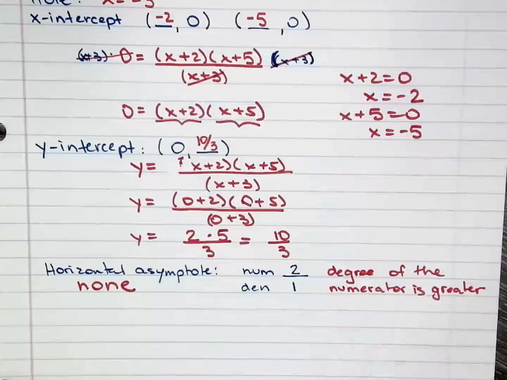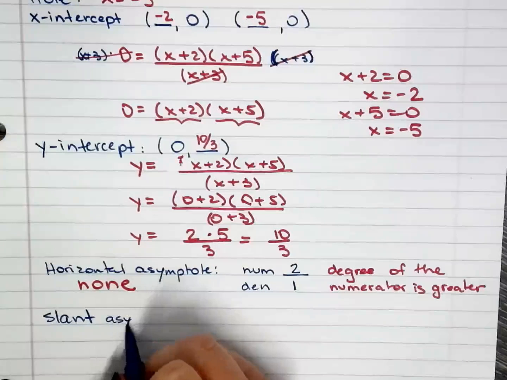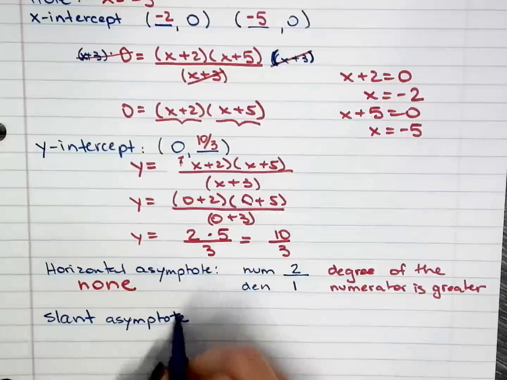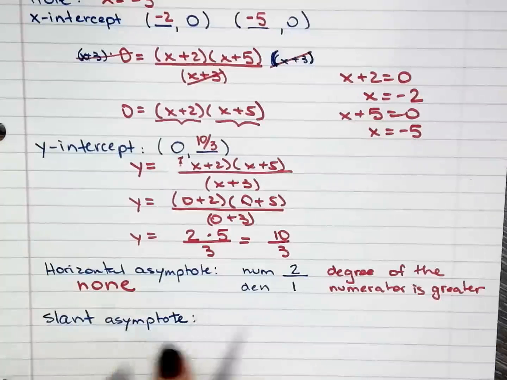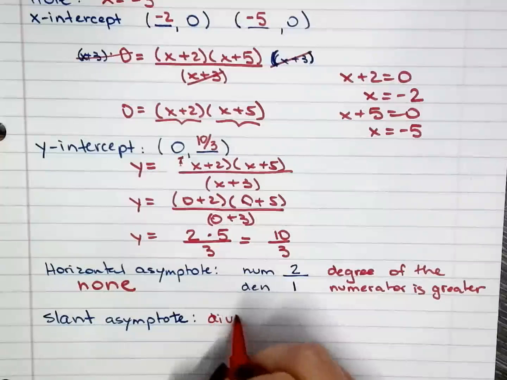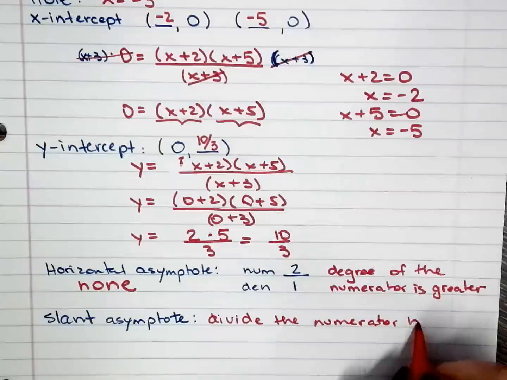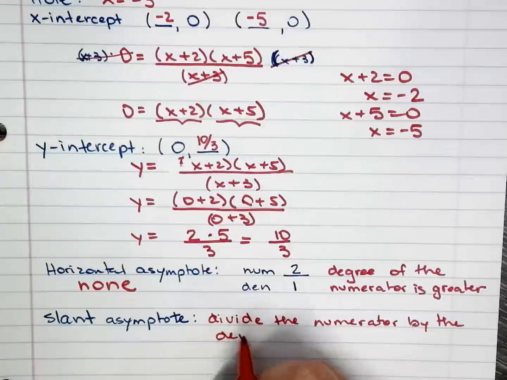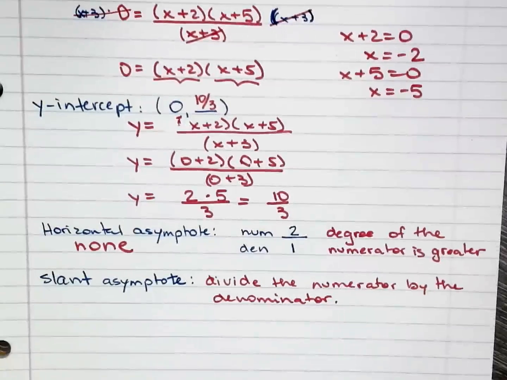That leaves me with the slant or oblique asymptote. And that's what we're going to calculate. Slant or oblique asymptote. How are we going to do that? For us to be able to find that, you're going to have to divide. I'll write it out for you. So you have to divide the numerator by the denominator. You're like, how am I going to do that?